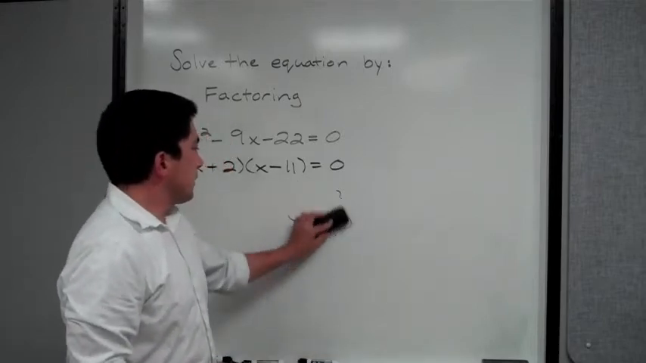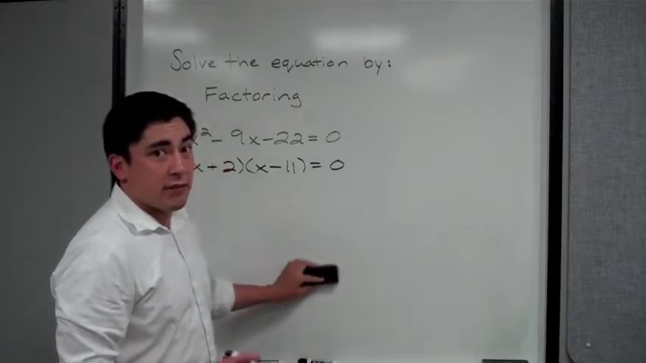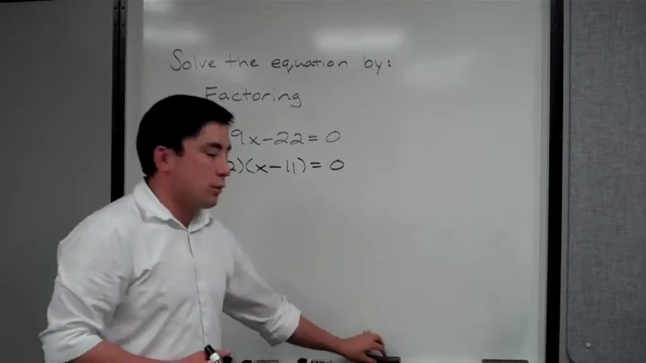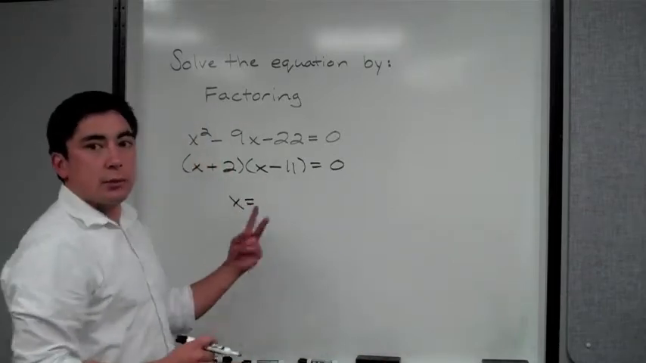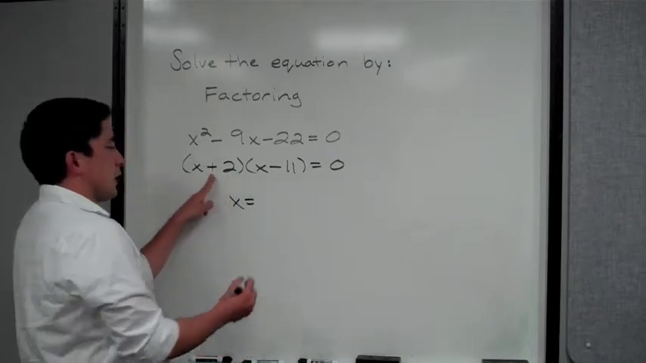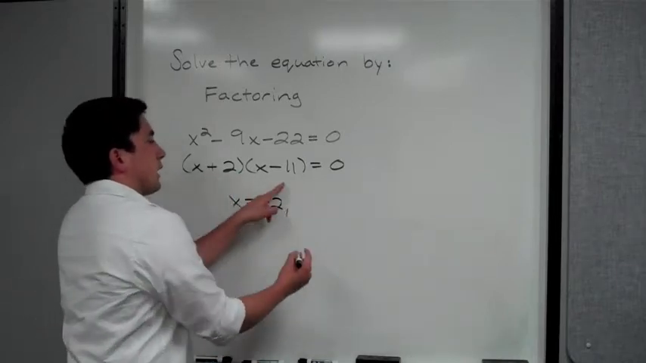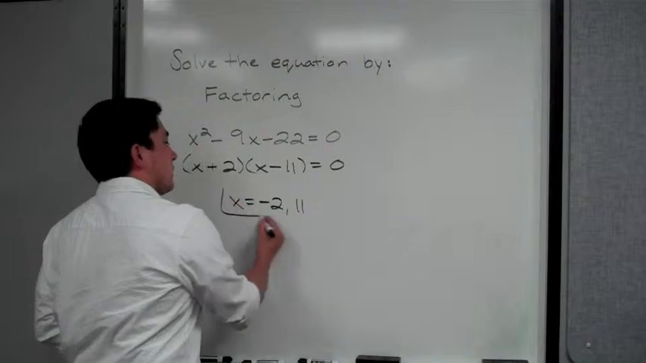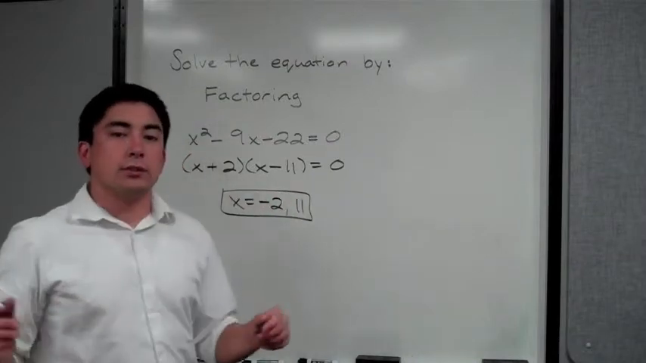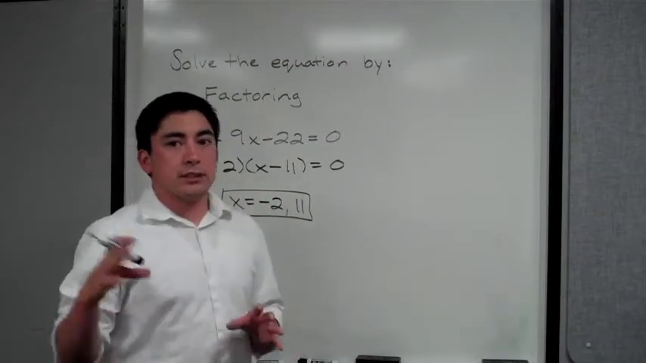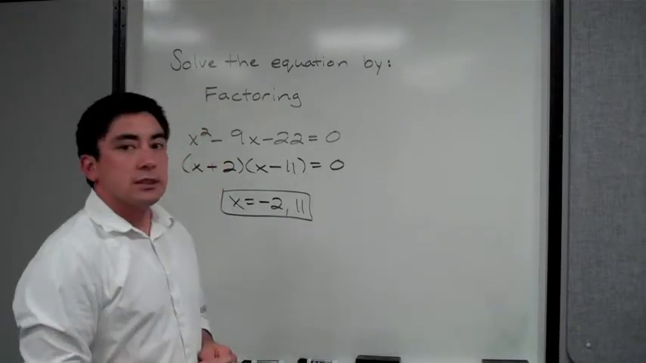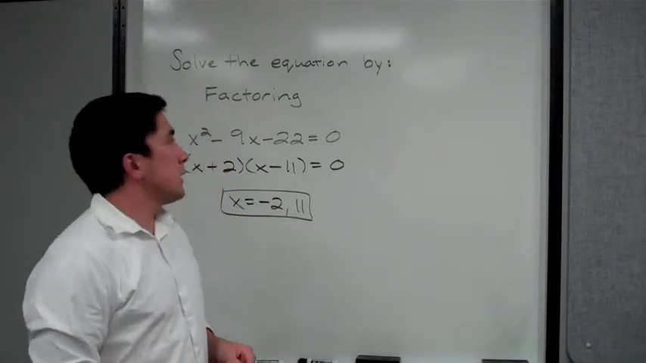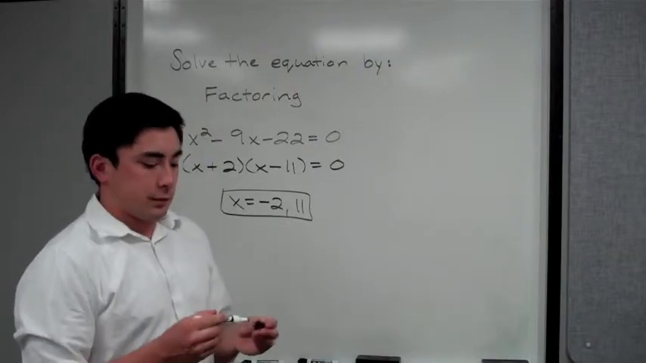But again, it says solve. That means we have to figure out what x equals. The shortcut way is, once you have your two parentheses, just switch the symbol. So x equals negative 2, x equals positive 11, and those would be your two answers. So again, factor means two parentheses. That's our first way of solving an equation, by factoring.